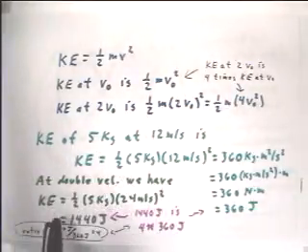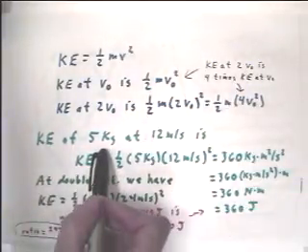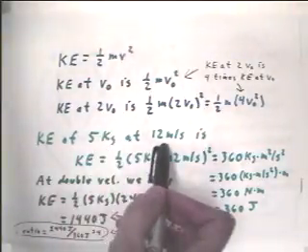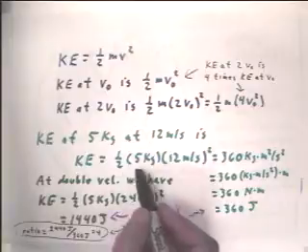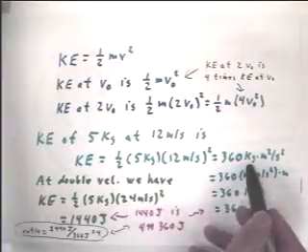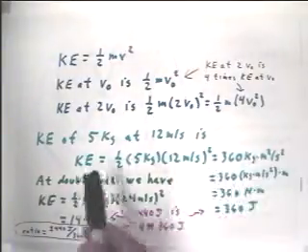Okay? Now, kinetic energy of a 5 kilogram object moving at 12 meters per second is what? 1/2 times 5 kilograms times 12 meters per second squared. That's 360 kilogram meter squared per second squared.